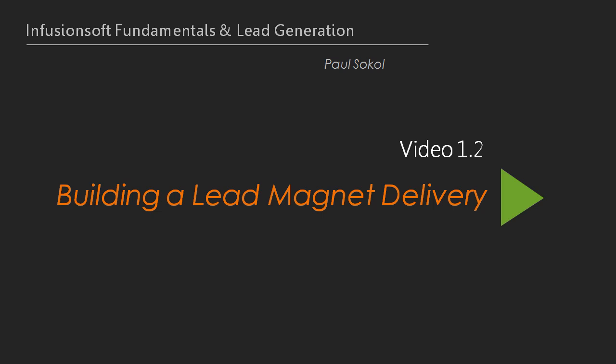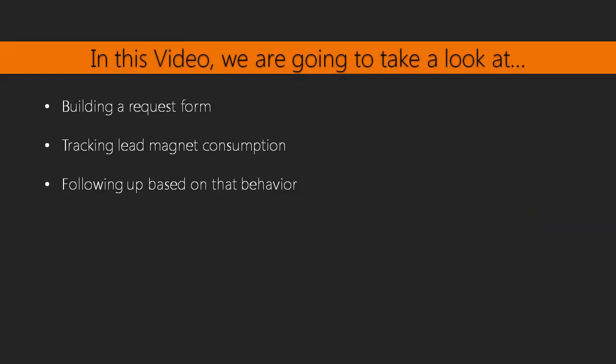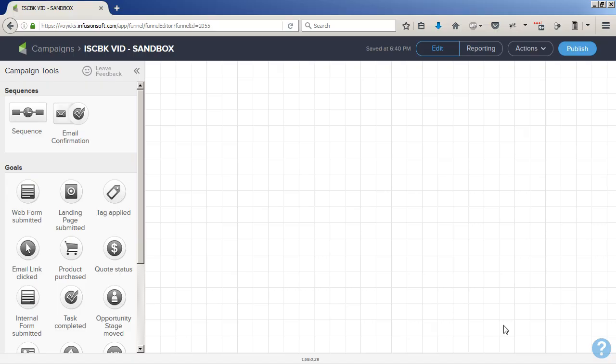Automating the delivery and follow-up of a lead magnet is a simple and very powerful way to save time and get organized. In this video, we're going to show how to build a mechanism for capturing interested leads, delivering an online lead magnet via email, and following up with people who downloaded it. Specifically, we're going to look at building a request form, tracking lead magnet consumption, and following up based on that behavior. For this video, we are also assuming that we have a lead magnet hosted somewhere publicly that's accessible via a URL.